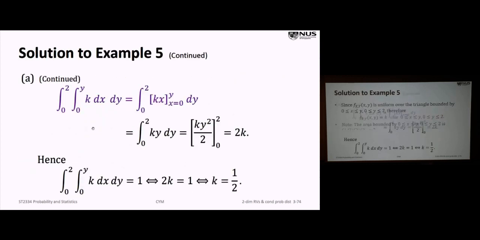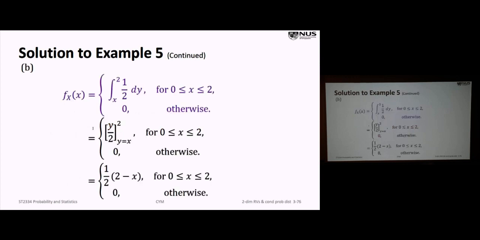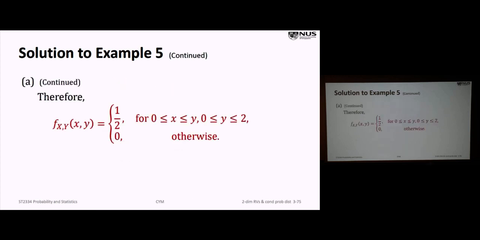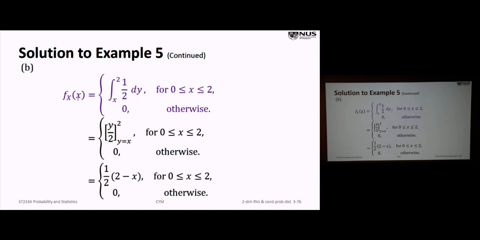Okay, part B. So now the marginal PDF is just written down. I haven't done anything there. Marginal PDF of x. Now I know that basically I have to integrate the joint PDF of x and y over all possible values of y.